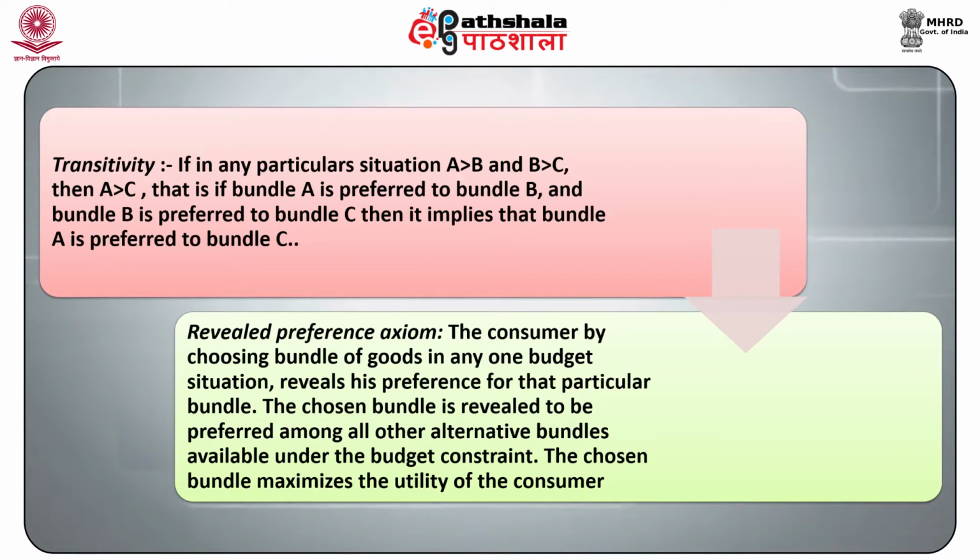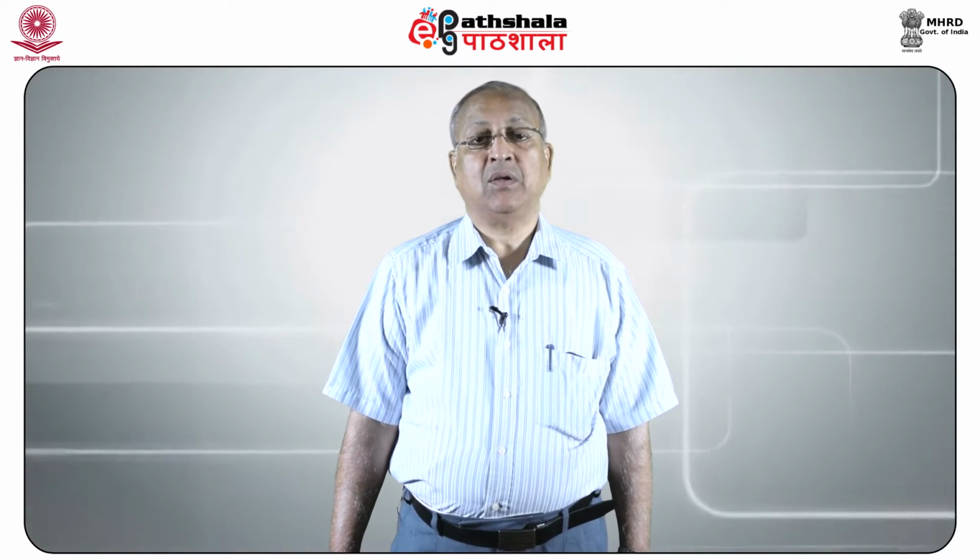Revealed preference axiom. The consumer, by choosing a bundle of goods in any one budget situation, reveals his preference for that particular bundle. The chosen bundle is revealed to be preferred amongst all other alternative bundles available under the budget constraint. The chosen bundle maximizes the utility of the consumer. The revealed preference for a particular bundle of goods implies that the maximization of utility is established.